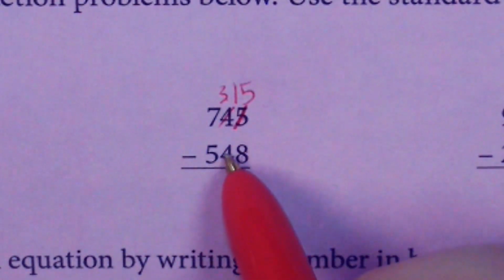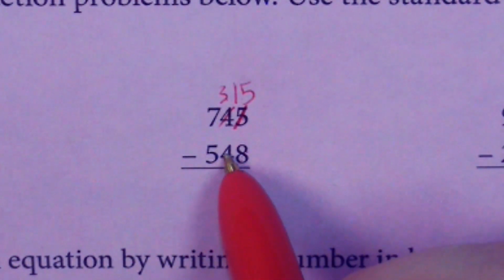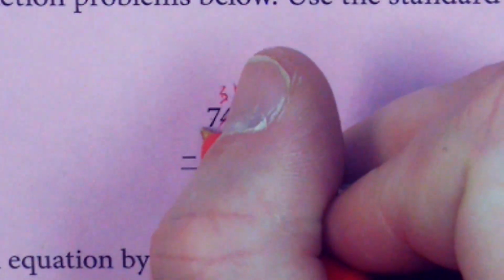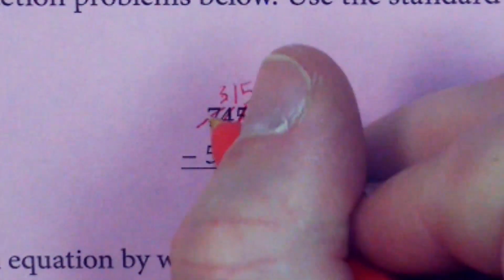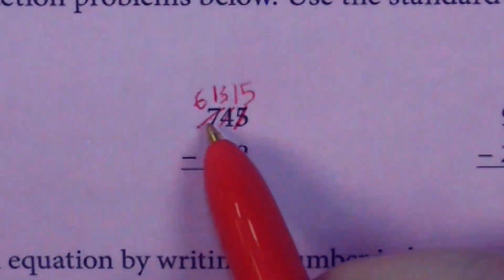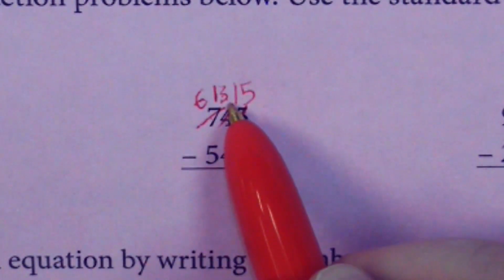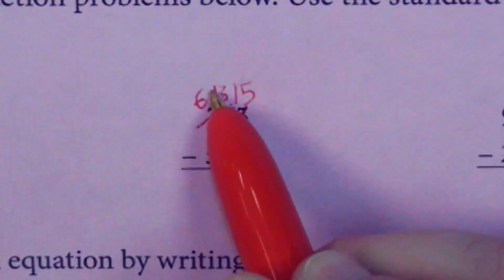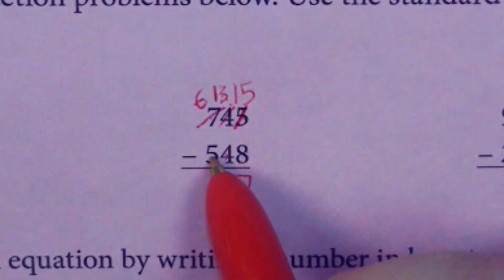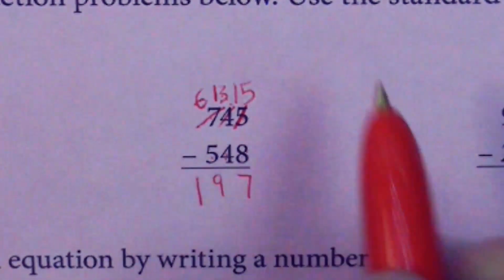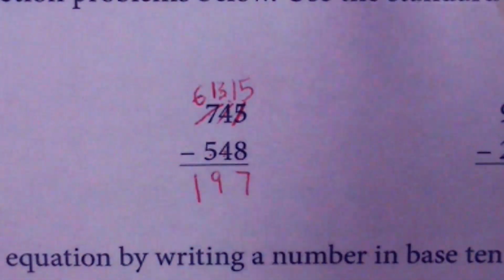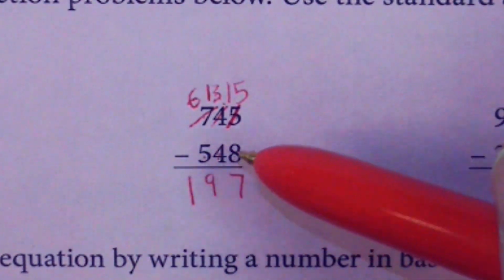And then I'm going to do 3 minus 4. Oh, man, once again, I can't do that either, so I'm going to go next door. So this 3, we're going to borrow from this 7, turning it into a 6. The 1 that I borrow is going to go next to the 3, making it a 13. Now I can subtract 13 minus 4, which is 9. 6 minus 5, I can do that, which is 1. My answer is 197.